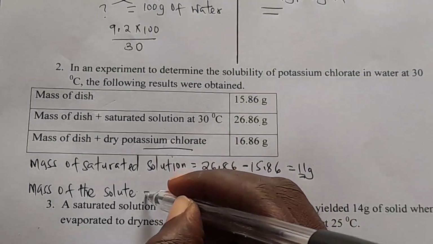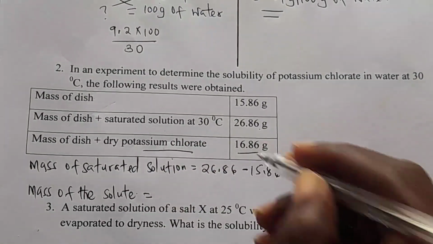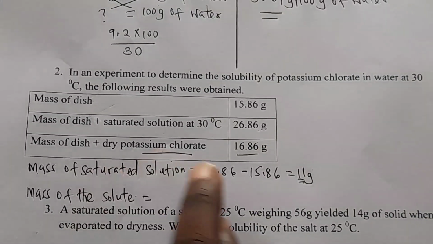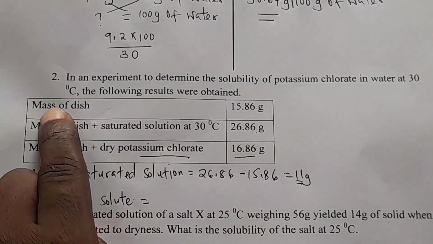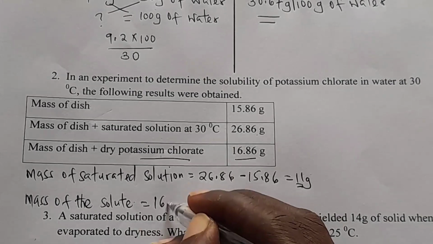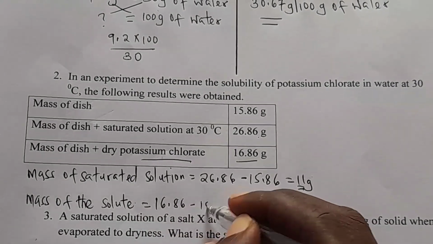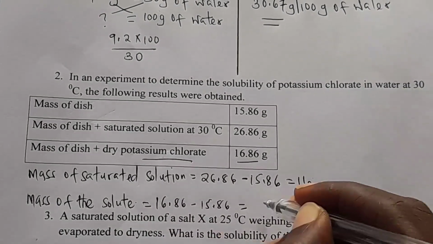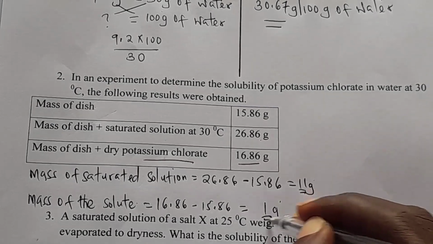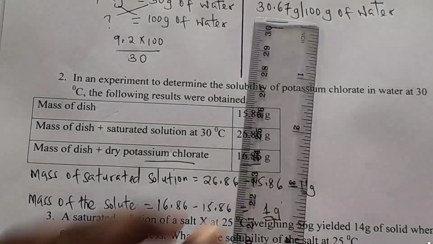So here, I can get this by subtracting the mass of the dish plus dry potassium chlorate minus the mass of the dish. So this will be 16.86 minus 15.86. Here, I'm going to get 1.0 gram, or 1 gram.